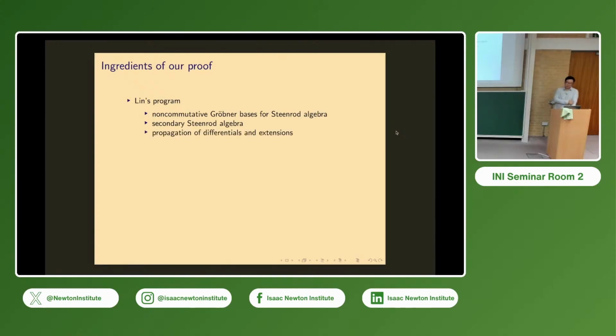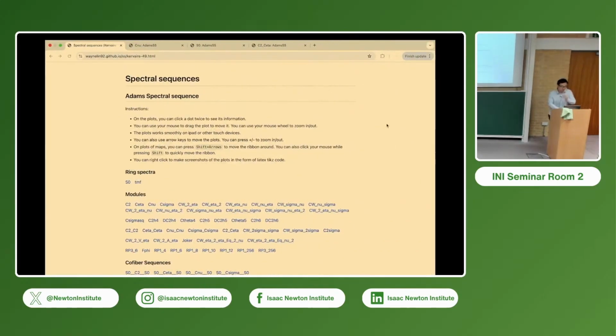So another thing Wei-Nan's program can do is propagate differentials and extensions. If we have a few known differentials, we can use, say, the Leibniz rule to obtain newer differentials. And we can also use naturality to produce new differentials. So Wei-Nan has a web page.